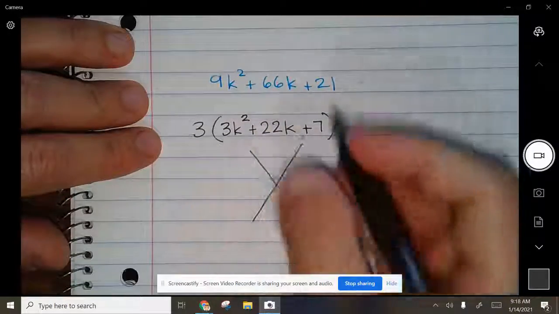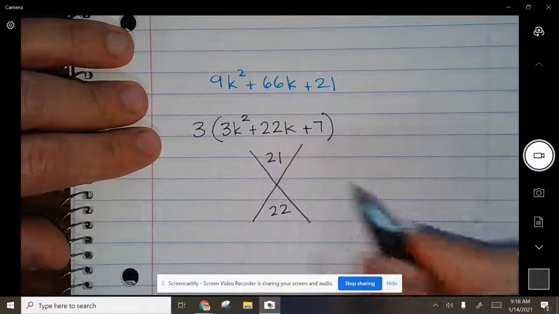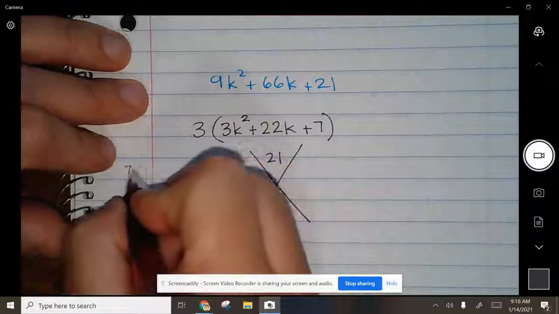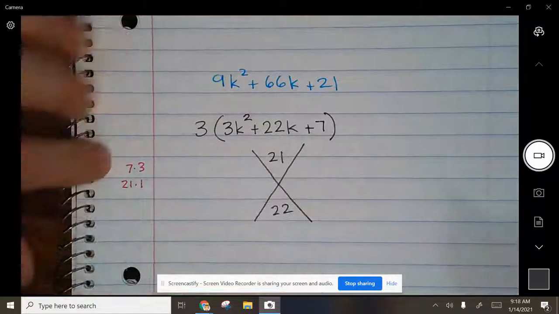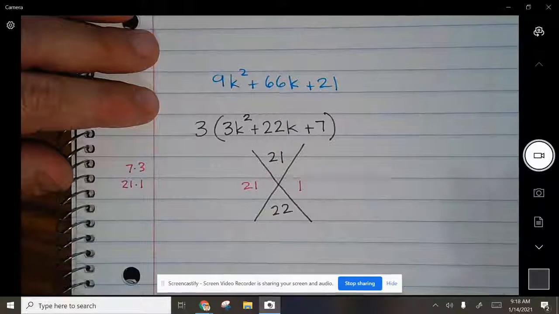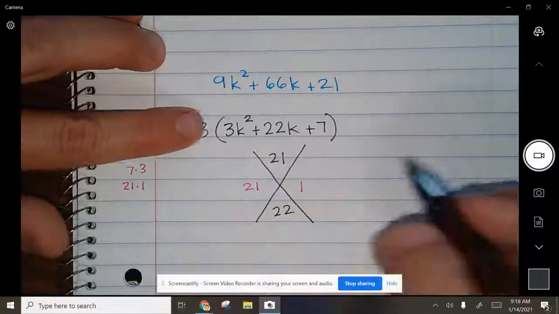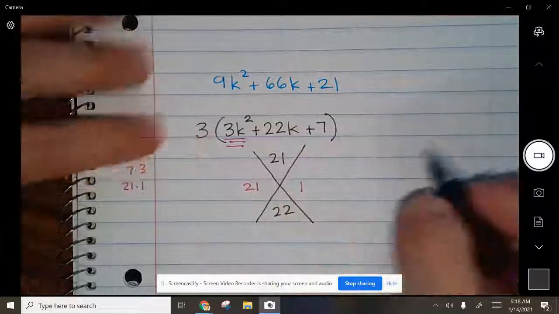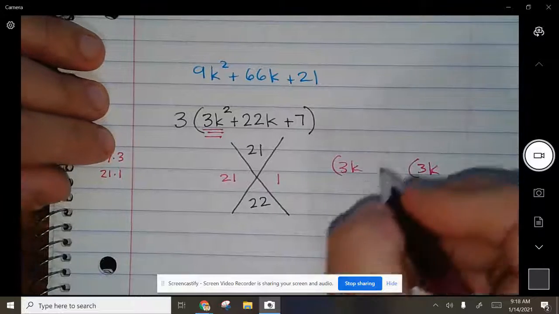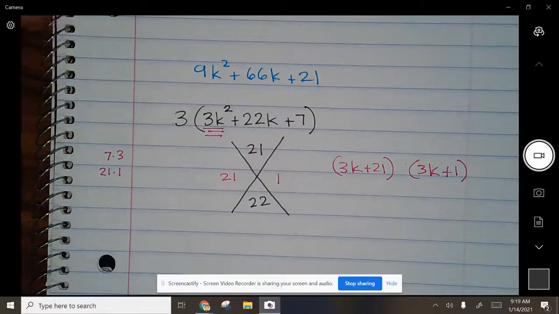7 times 3 is 21. 22 is on the bottom. Well, that's pretty easy to see, right? What's 21 and 22? 7 times 3 is the only factor? No. 7 times 3, there's one more. 21 times 1. Don't forget that 1 is a factor as well, all right? 21 times 1. Does that work? 21 times 1 is 21. 21 plus 1 is 22. It sure does. And then how are you going to start your parenthesis? With that one. 3K. Now you have 3K plus 21, 3K plus 1. Correct?